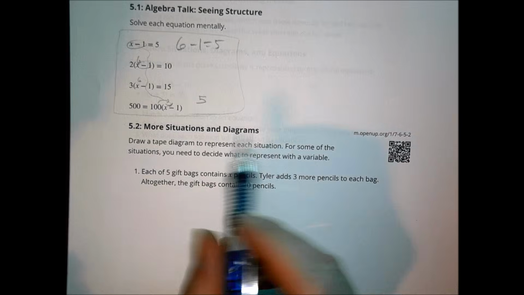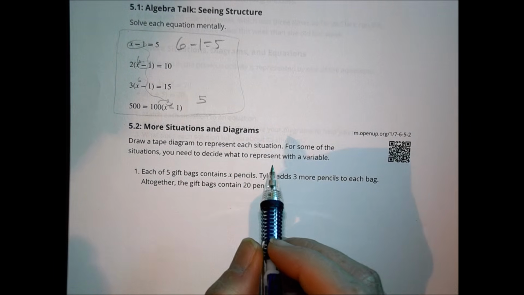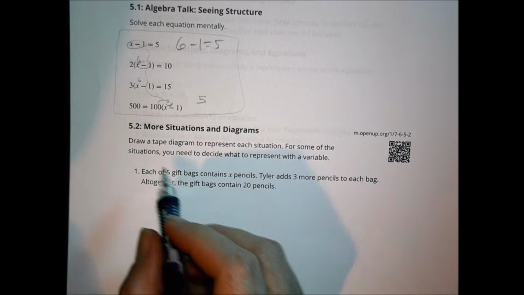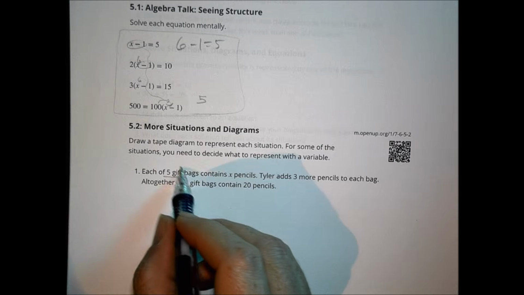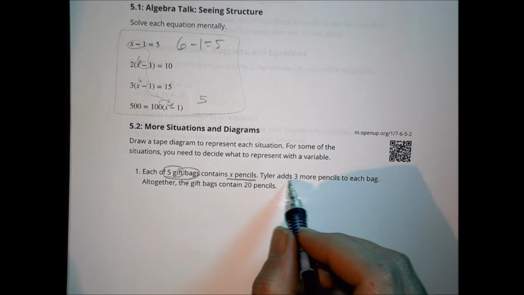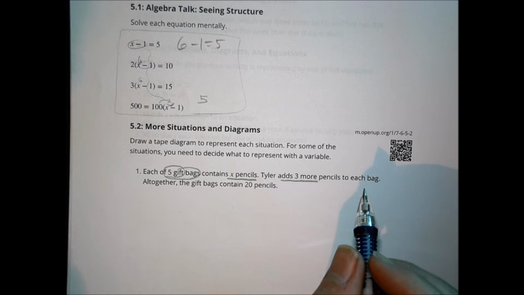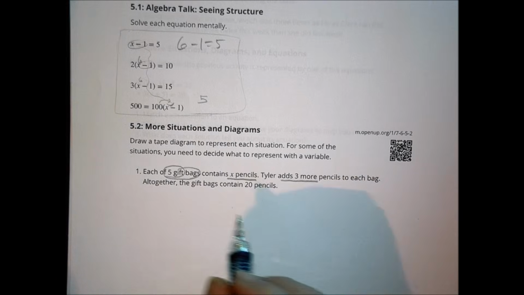It says draw a tape diagram to represent each situation. For some of the situations you need to decide what to represent with a variable. All right, so here's our first one. It says each of 5 gift bags, we have 5 gift bags, contains X pencils. Tyler adds 3 more pencils to each bag. Altogether the gift bags contain 20 pencils.